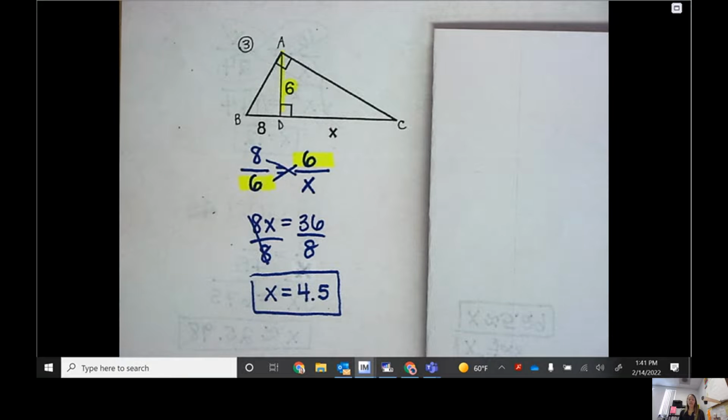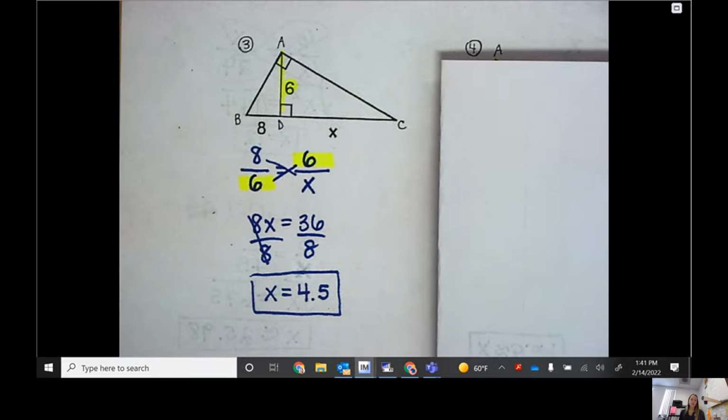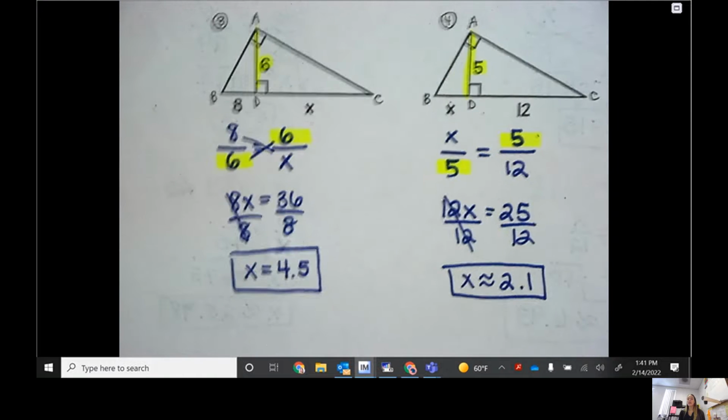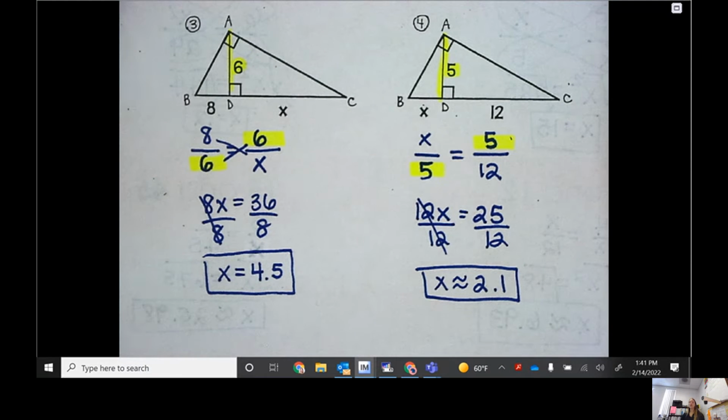Okay, number 4 was the same kind of setup. What'd you get for number 4? 2.083. Maybe you did it to 2.08. Maybe you did 2.1. Something close. Wonderful. And again, you're rounding that one, which means you need the approximate symbol. So if you didn't put the approximate, fix it and write the approximate symbols. Okay, there you go. You just did one of the theorems.